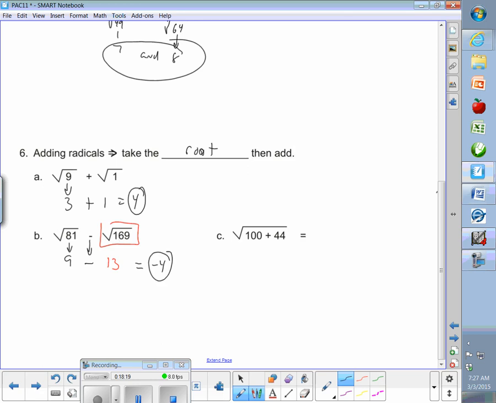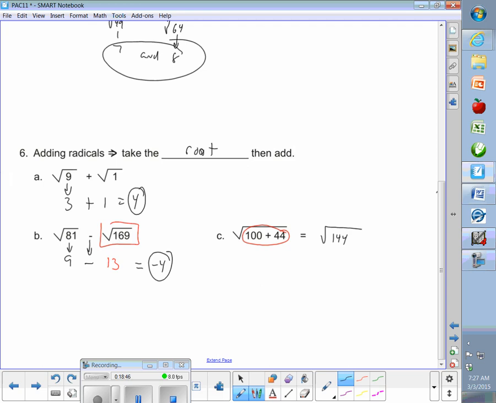Final answer, and hopefully you're thinking 4 negatives. Now in C, it's a little bit different situation. Notice that the addition is in the radicand, so it's underneath the radical sign. So in this situation, we want to do the addition first. So this is going to be the square root of 144 because the addition is all part of the radicand.